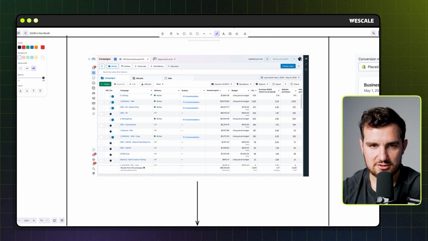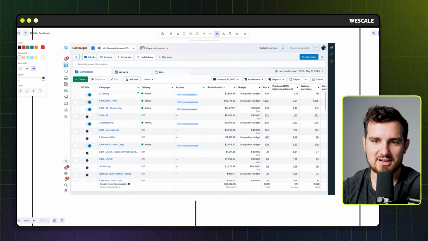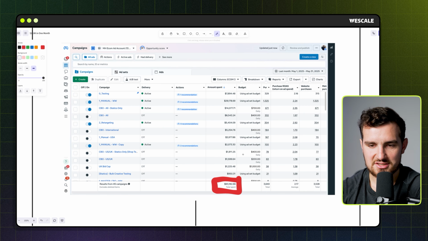And the reason I included this screenshot is that it's the classic, overly complex screenshot that everybody is used to whenever they see an ad account. It just looks like a lot. And we see big dollar signs and we immediately think, I can't possibly spend that much. So this is ruled out for me.